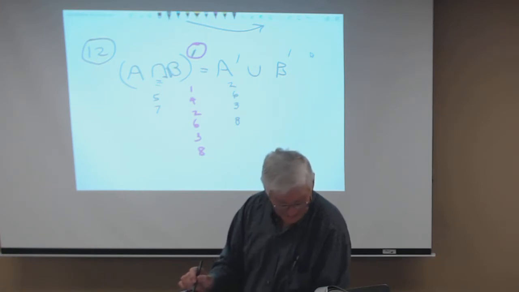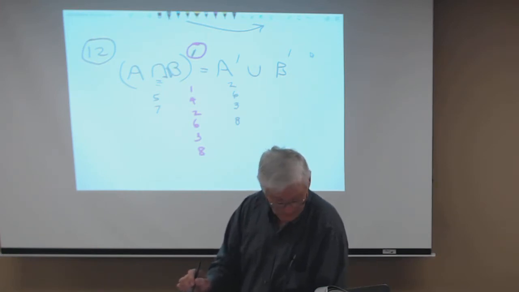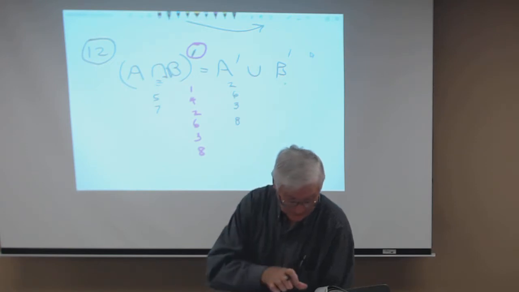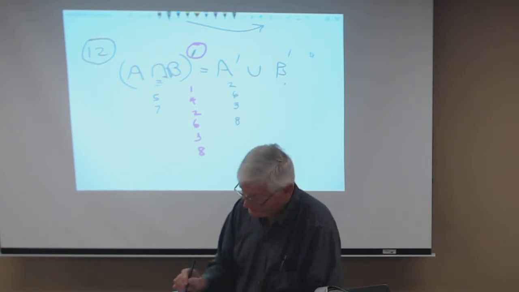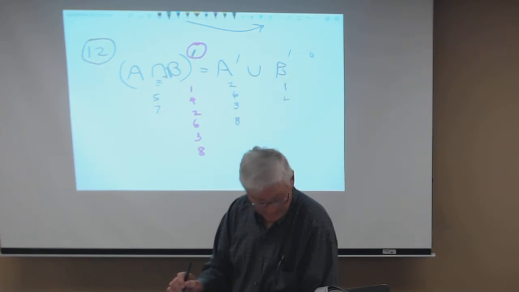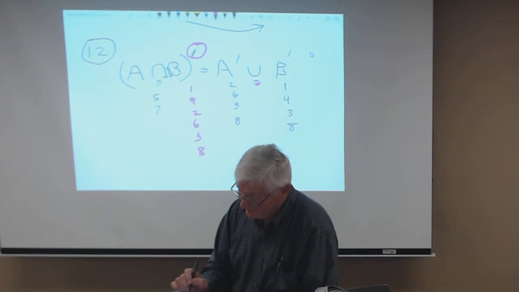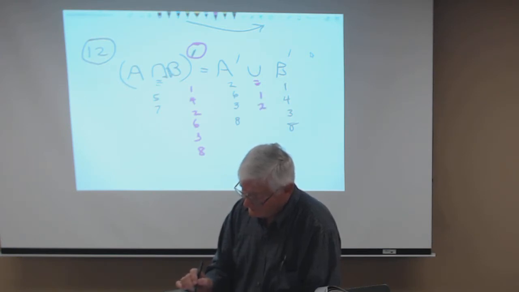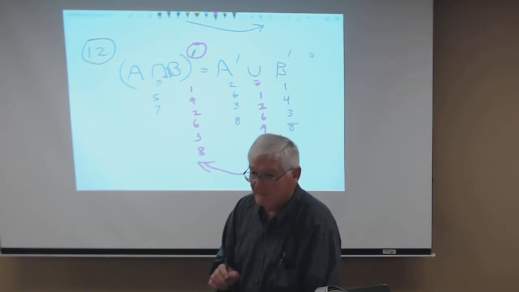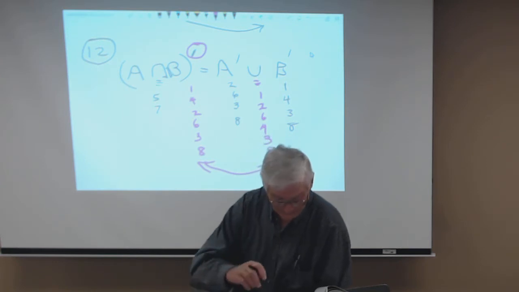What's the complement of B? Everything in the universe, just put your thumb over B and what's left? 1, 4, 3, 8. Now, what's it mean to unite those? Put them together. So that means I'm going to have 1, 2, 6, 4, 3, and 8. Do these two match? Good.